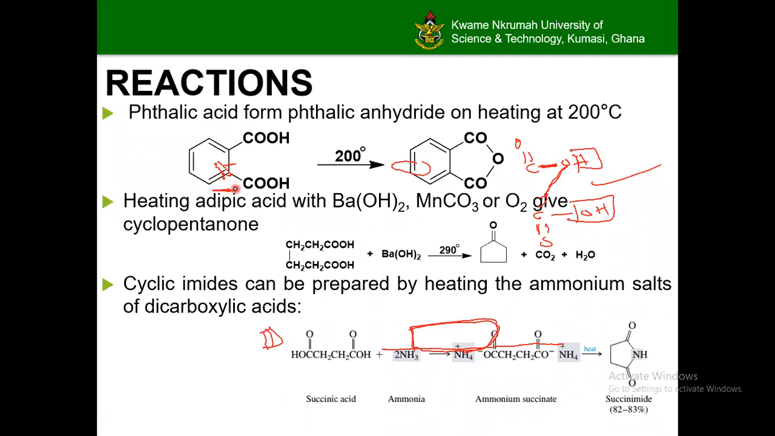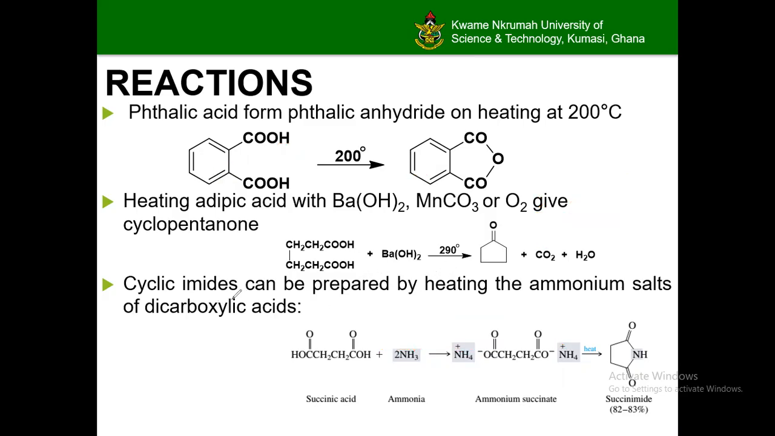Now, phthalic acid. So effect of heat on phthalic acid. Now, if you heat phthalic acid, you form phthalic anhydride. So the same intramolecular dehydration. Loss of hydrogen from one of the species, and then loss of OH from the other species, right? Very simple. Then when you heat, this is very specific for adipic acid. That is, if you heat adipic acid in the presence of barium hydroxide, manganese carbonate, or oxygen, now you would get pentanone, very specific, carbon dioxide and water. So when this one comes up, this is what we are getting, very specific, right?